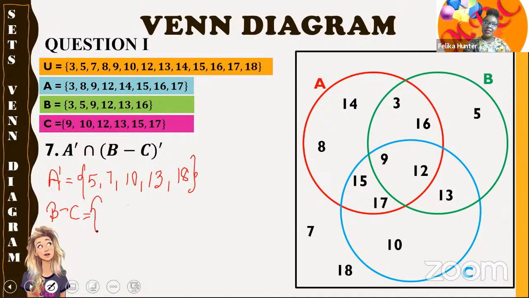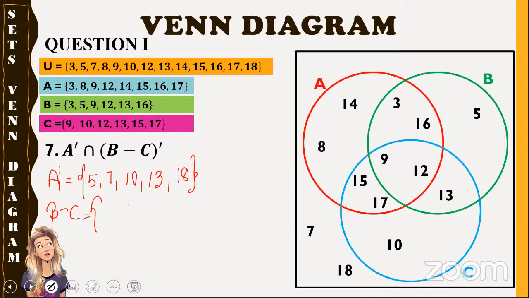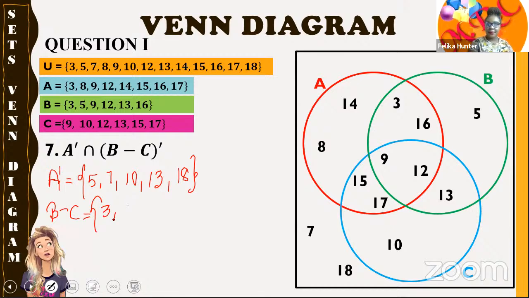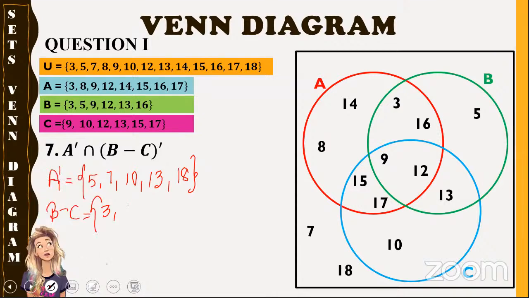All right. So tell me what's in this set now, B minus C. Marlon? 3. All right, so 3. What else? Miss, to be honest, I'm still not sure. All right, that's fine.